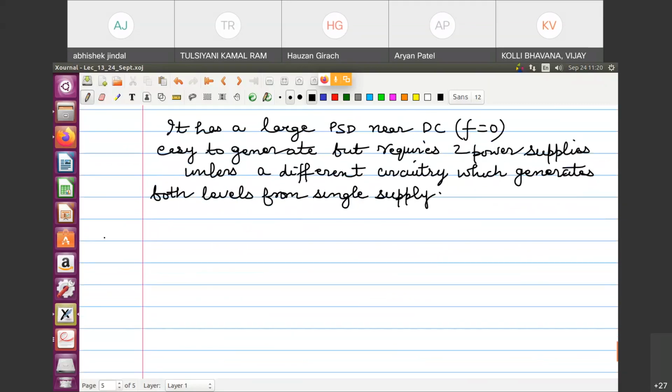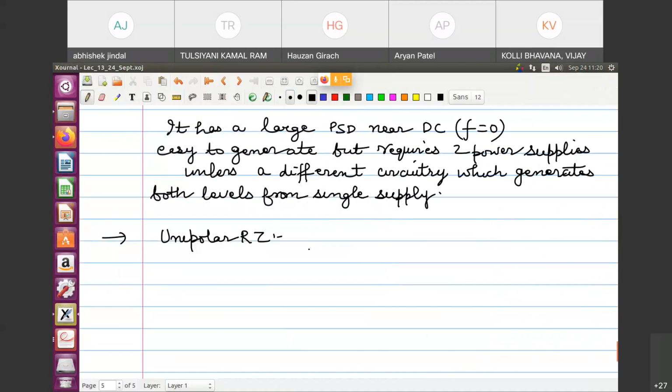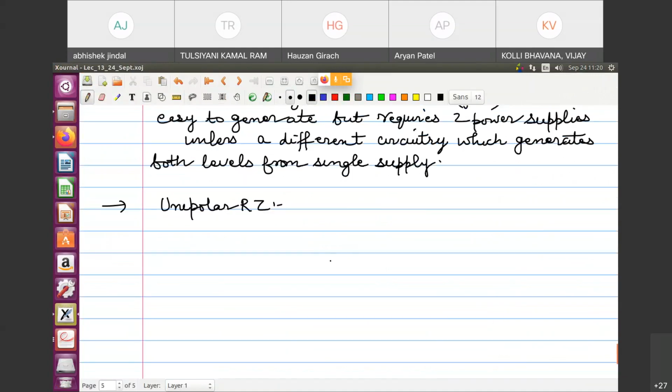Now next comes the concept of unipolar RZ. What is this unipolar RZ? In unipolar RZ, your waveform will return to 0 in between the bit interval. Should I display the unipolar RZ? I think you can, I have already shown it to you. Okay, then I will draw it. So 1 0 1, suppose.